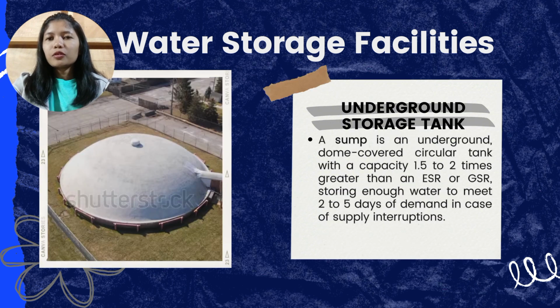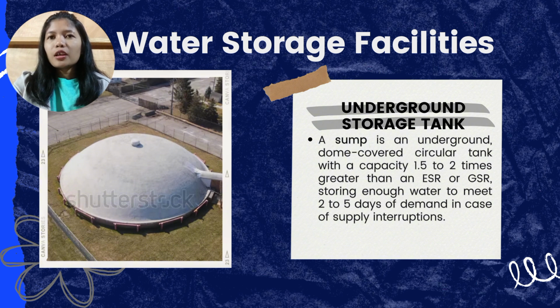And lastly are the sumps, also known as underground water tanks. Sumps are extra storage tanks at the community or cluster level. These are underground structures, often circular with a dome covering, that act as intermediate storage. They are not used for direct water distribution but rather for temporary storage before the water is pumped to the ESR or GSR.